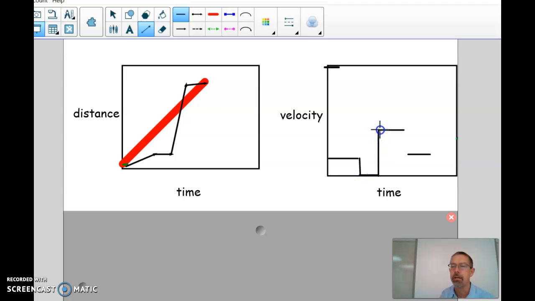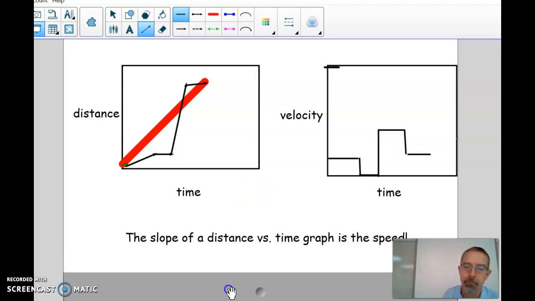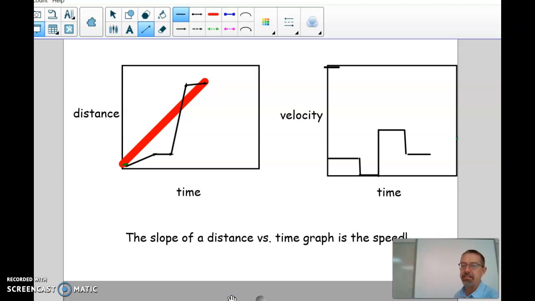So you should start getting a little bit more familiar with these graphs as time goes by, and we're going to be employing them in the lab as well. Okay, the slope of a distance versus time graph is the speed. If I take the slope of this red line, that is the speed, because distance divided by time is going to be my speed. So how do we solve these types of problems?